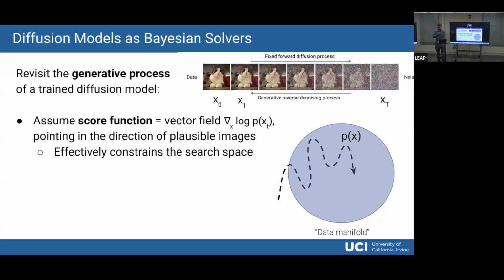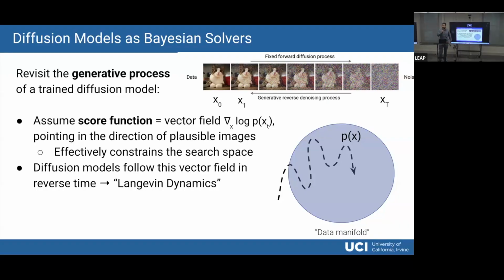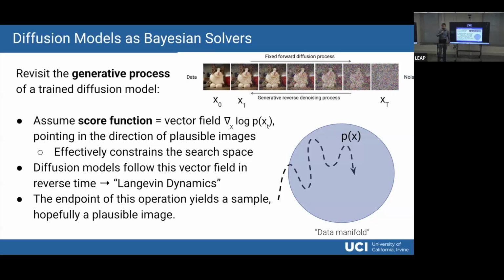So you can think of this as effectively constraining the search space through the score. And then a few days ago, I think somebody here presented a very nice view on diffusion models essentially following Langevin dynamics, right? And that is exactly this algorithm that performs gradient descent on the log likelihood of your data distribution, but perturbs it with noise, and then you're basically guaranteed to sample from that distribution. So the endpoint of this operation then is a sample, and hopefully that sample resembles a plausible image.